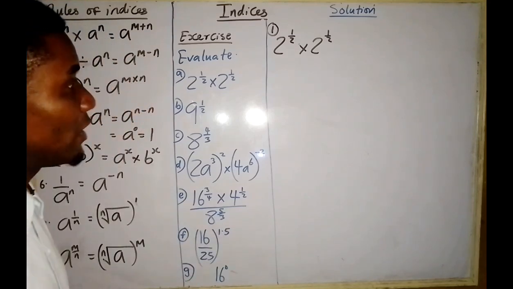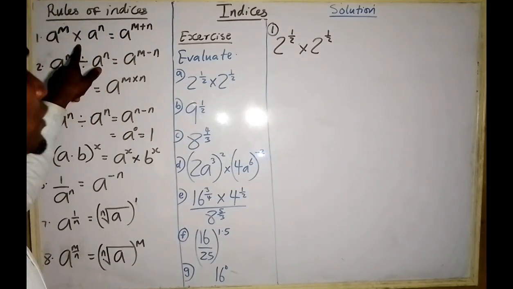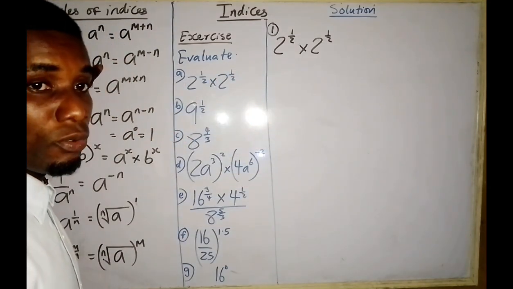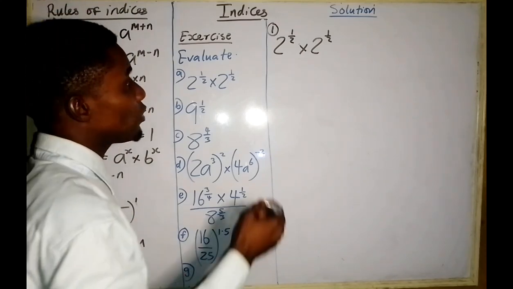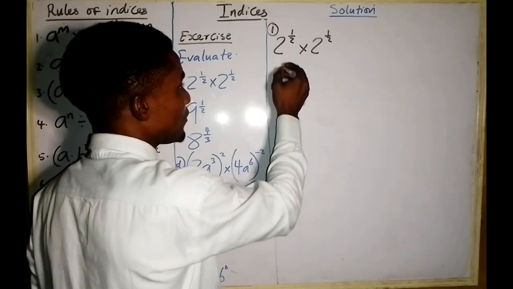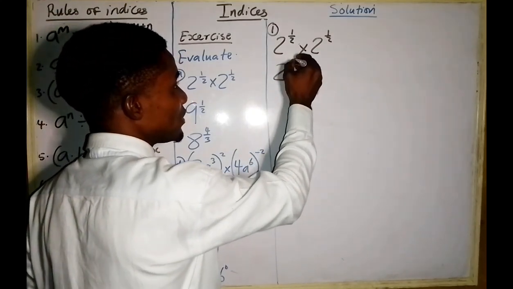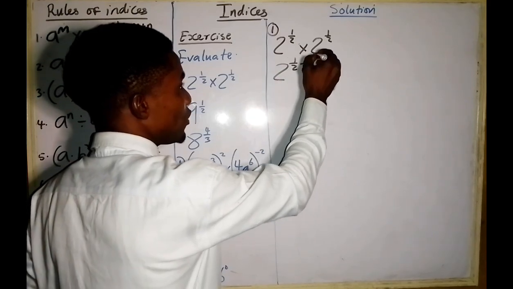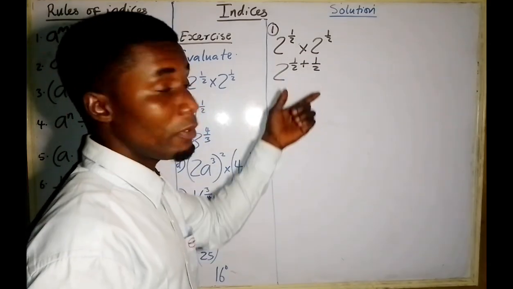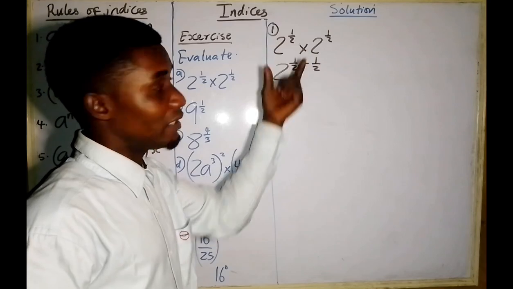Now, in this case, the law we're going to apply here is what? Is the multiplication law, the product law. Now, for the product law, since the bases are the same, we're going to have 2 raised to the power of 1/2 plus 1/2. We're going to add up what? The index, since their bases are the same.